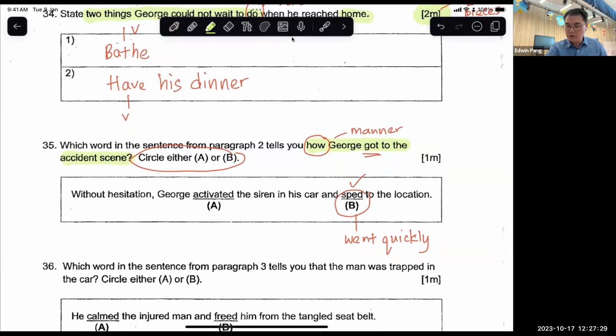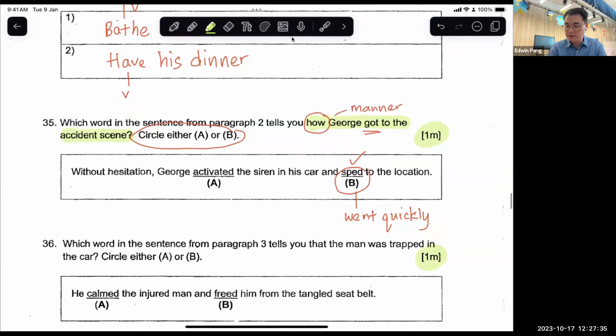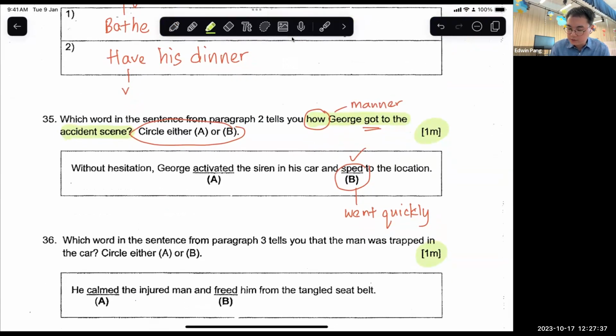So the next one, I want you to highlight. Remember to highlight the marks. In the exams, I want you to do the same. One piece of information, again: which word from paragraph 3 tells you that the man was trapped in the car, and I want to circle the word trapped. Which word tells me that the man was trapped inside his car? Renice, which answer did you choose, A or B?